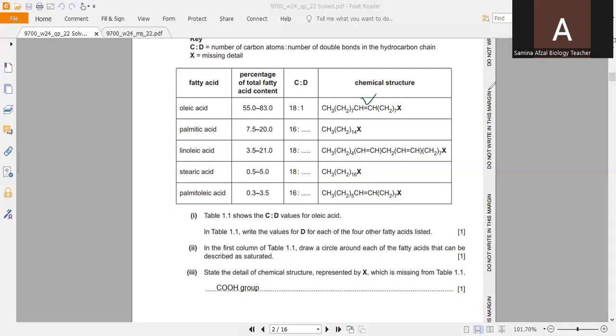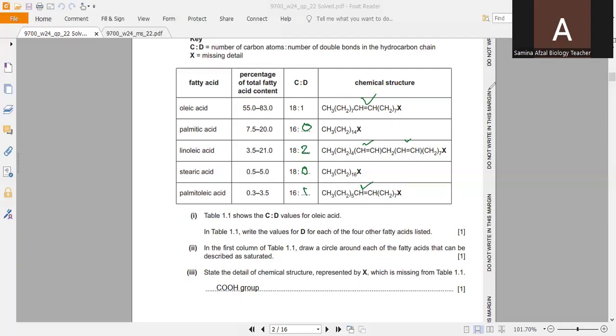Palmitic acid has 16 carbon atoms, but there is no double bond inside. Linoleic acid has 18 carbon atoms, and there are two double bonds. Stearic acid has no double bond inside, and there is one double bond in palmitoleic acid. So it is fine. After completing this table, we come to the next question.